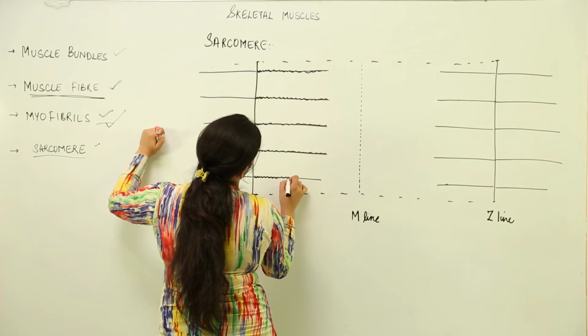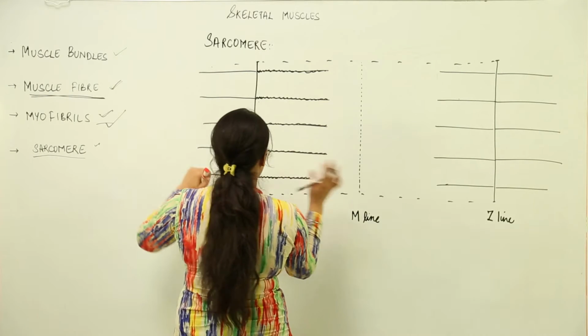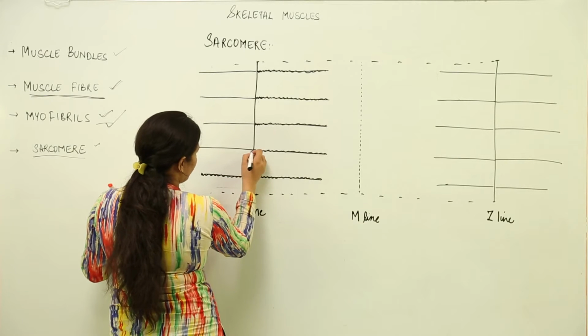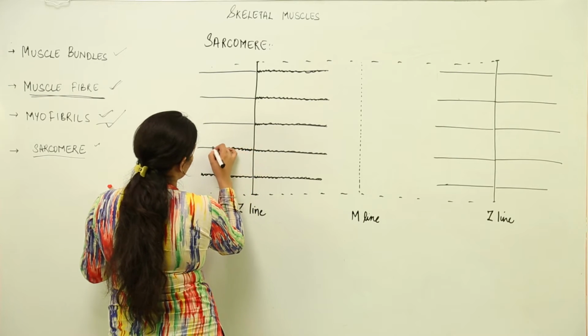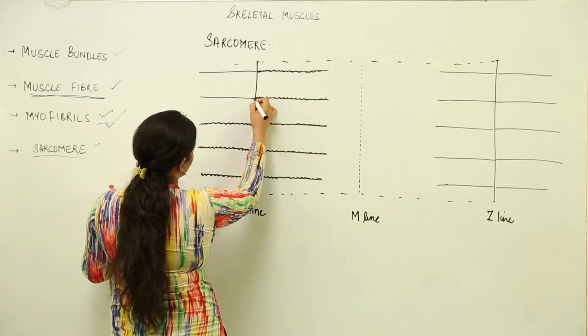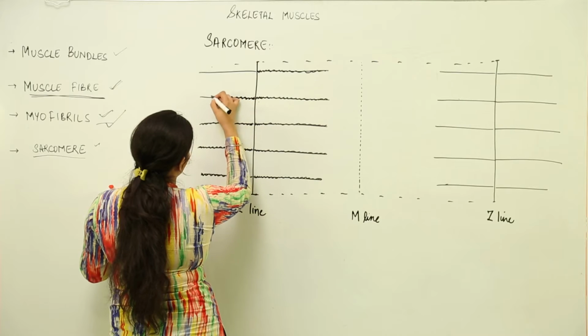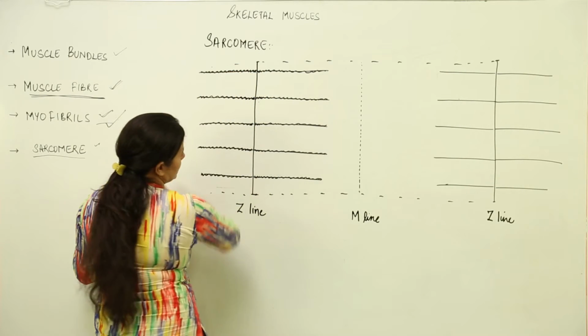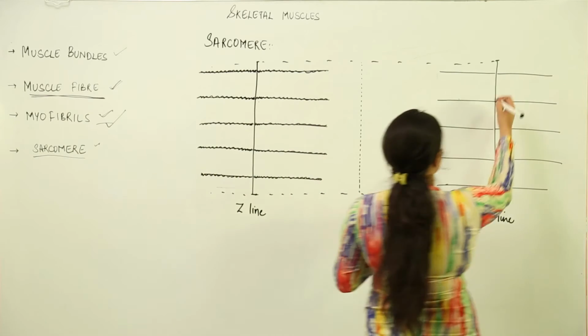Pardon me, I said anisotropic for actin. It is not anisotropic, it is isotropic. Myosin is anisotropic. These things have to be remembered. If you can associate these things with your knowledge of chemistry, then you can analyze it in a better way. These are the actin filaments which are joining to the Z line.